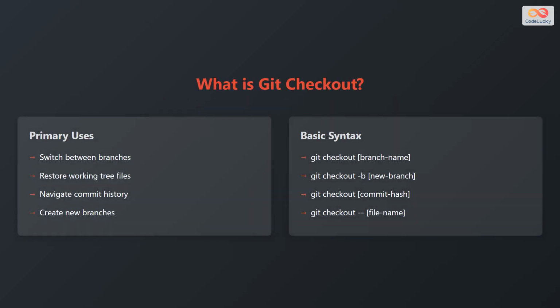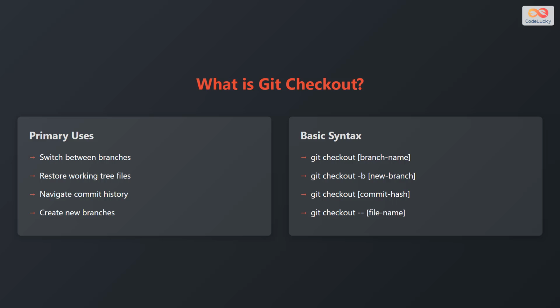So, what exactly is Git Checkout? The Git Checkout command is primarily used to switch between different branches in a repository. It allows you to move from one line of development to another. It can also be used to restore specific files in your working directory to a previous state, effectively undoing local changes. It is a way to navigate through your project's commit history, allowing you to inspect and work with your code as it existed at any point in time. Git Checkout is also used to create new branches.